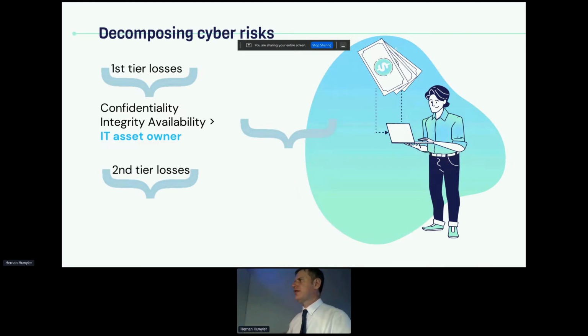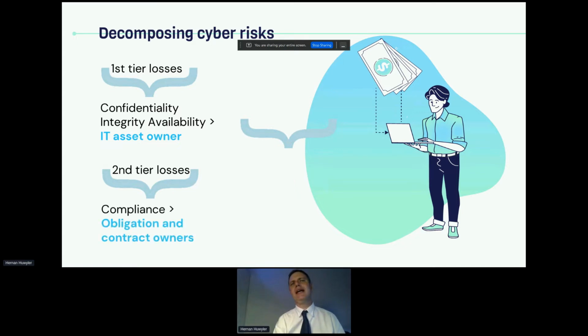But when it comes to the second-tier impact, the impact that is coming from compliance and contracts, we need to also involve the owner of the compliance obligation, who can tell how much a fine will be. So we are looking for the data protection officer, a legal advisor, or a compliance officer, and also the contract owner, who can tell how much the compensation in the contract will be if we are unable to provide the service as expected.